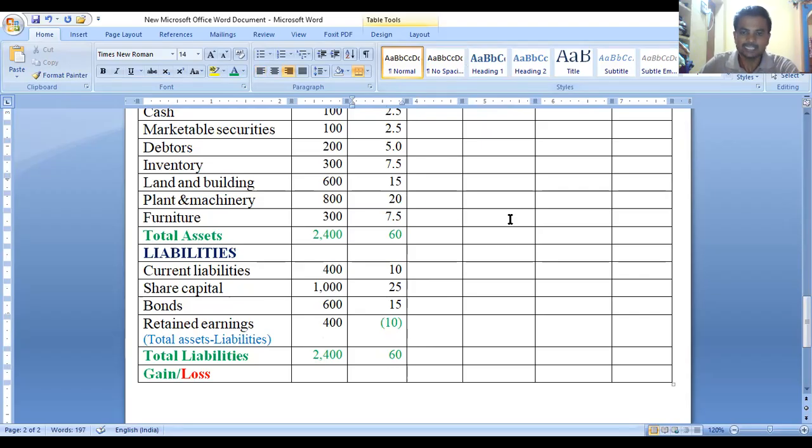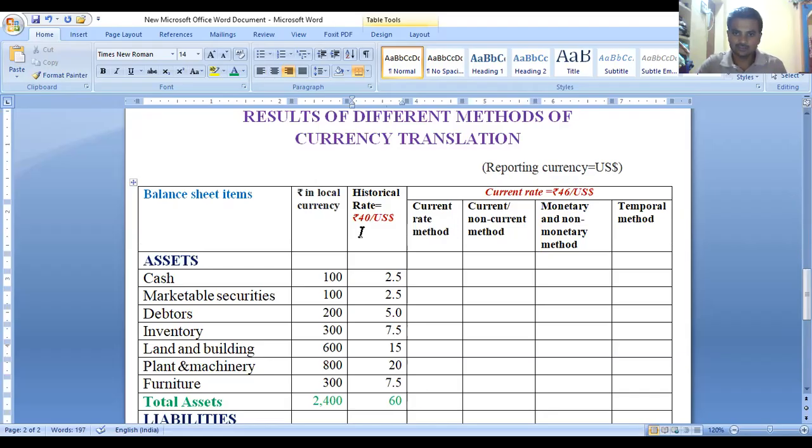Yes. So this is next. What we want to do is by using these four methods. The first method is the current rate method. Here the second column is rupees, in local currency. Local currency should be converted by the current rate method. By giving 46 rupees, we would get $1. At the same time, by giving 100 rupees, how much dollar would we get?